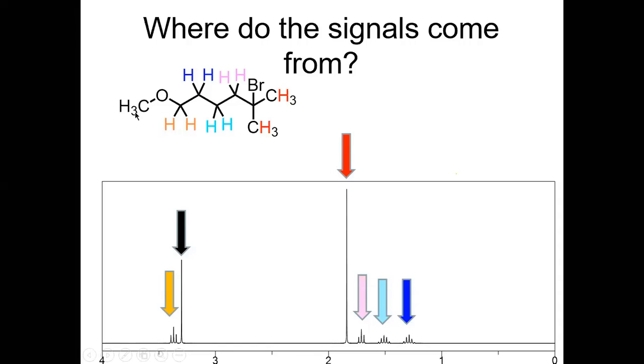And so we have 1, 2, 3, 4, 5, 6 different types of non-equivalent protons, and so we're going to see 6 signals in the NMR. And then again, the CH3s are identical. They are equivalent, and so because of that, they only show up under one signal. All right. Any questions about this compound?